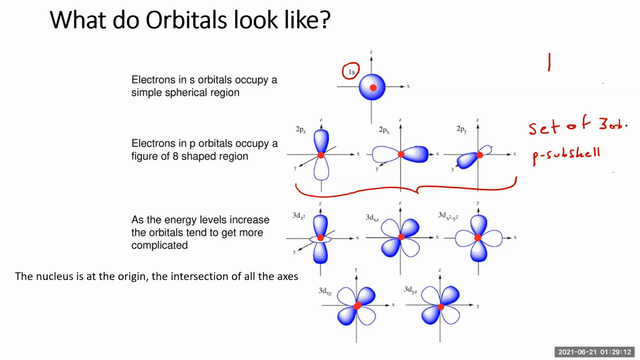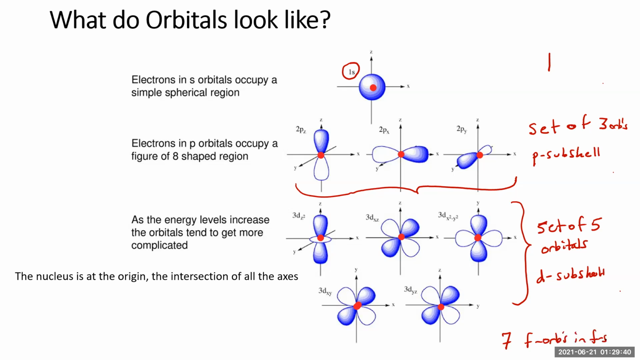A set of 3 orbitals. And then we have the d orbitals. We have a set of 5 discrete, distinct orbitals making up the d subshell. And then, of course, there's the f subshell. There are 7 f orbitals in the f subshell, which we're not going to represent.